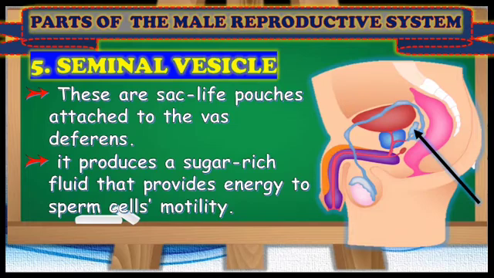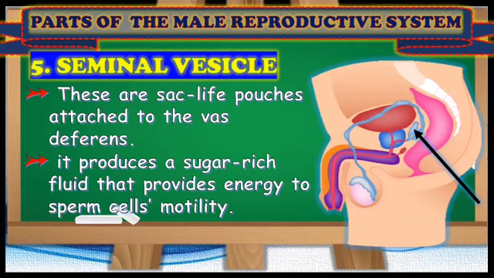Ano nga ba itong motility na yan? So with that fluid, the sperm cell can be able to move very fast at makakamove siya freely and independently. So yan yung ibibigay ni seminal vesicles. Magbibigay siya ng fluid na rich in sugar, at mapapabilis yung paglangoy ni sperm cell.